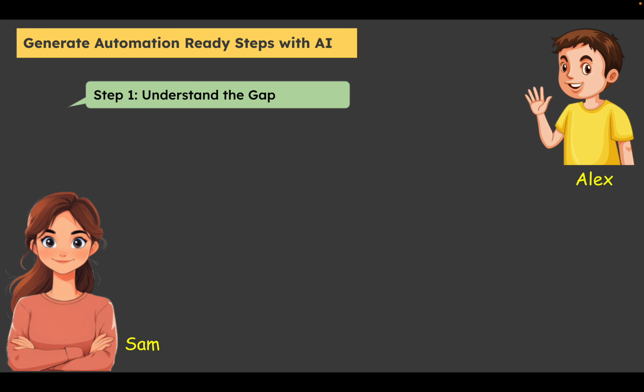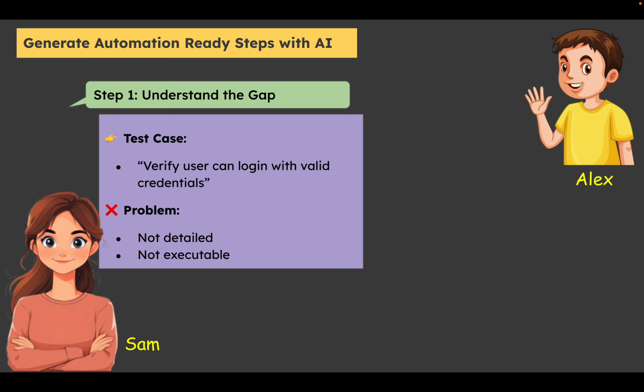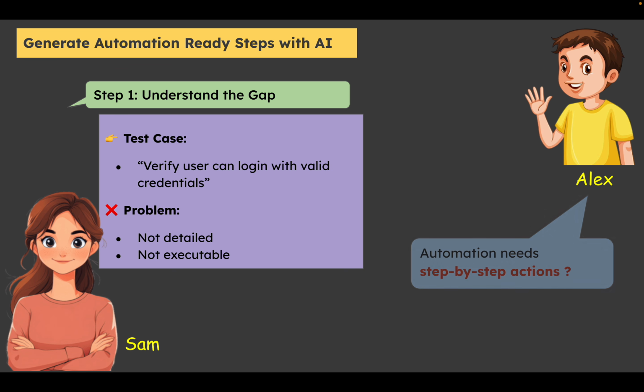So step number one is we have to understand the gap. If we say verify user can log in with valid credentials, it is okay for a human, but when we have to feed this data into some automation tool or platform, it will not work. It is not detailed or stepwise enough for an automation tool to understand this. So we have to make it step by step.